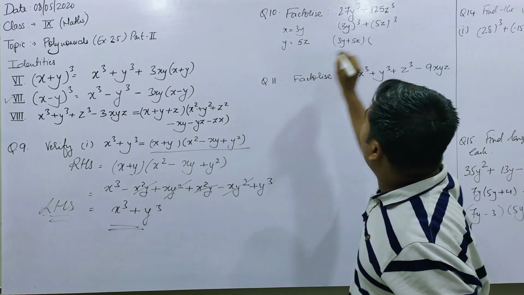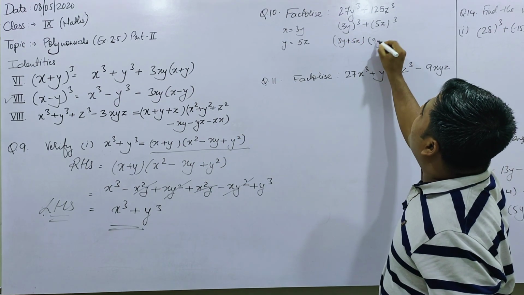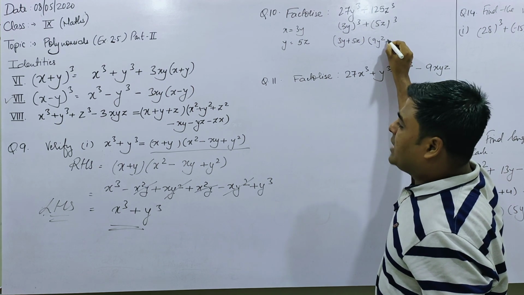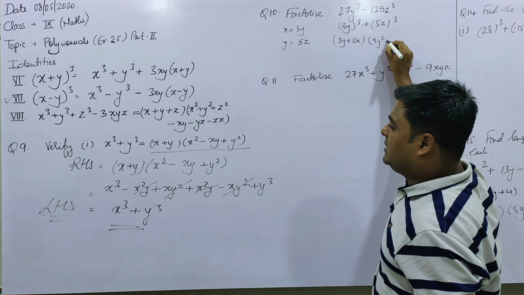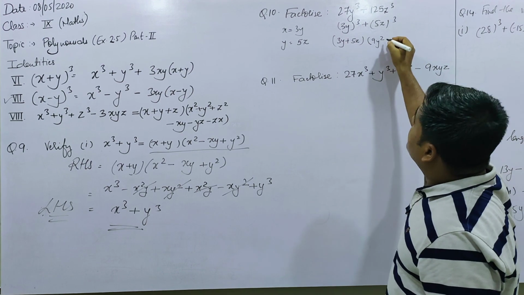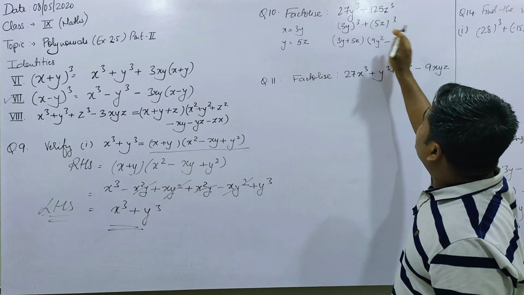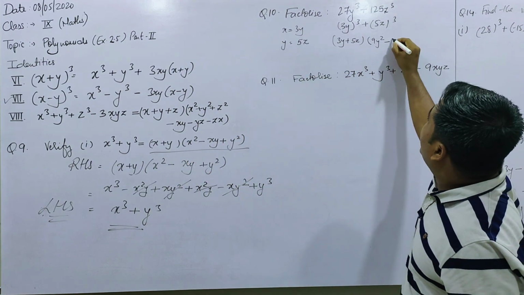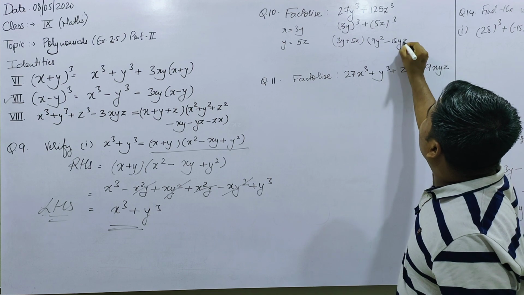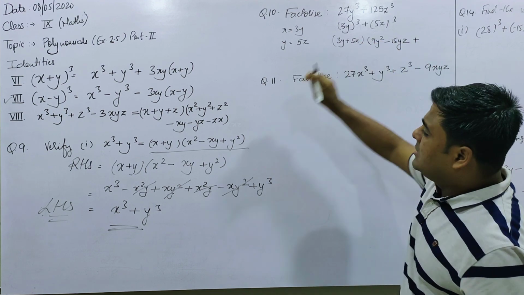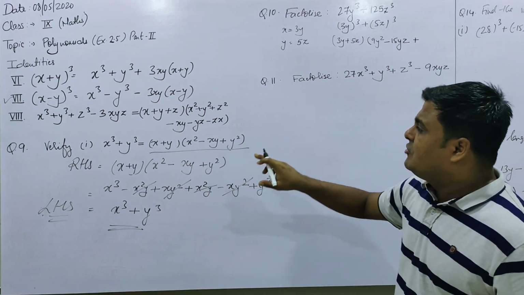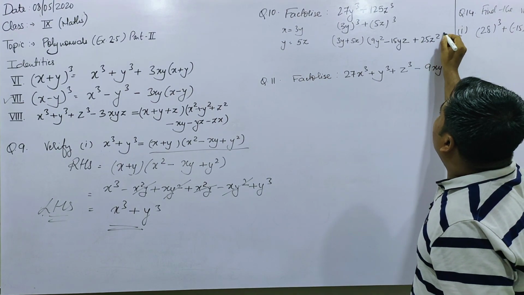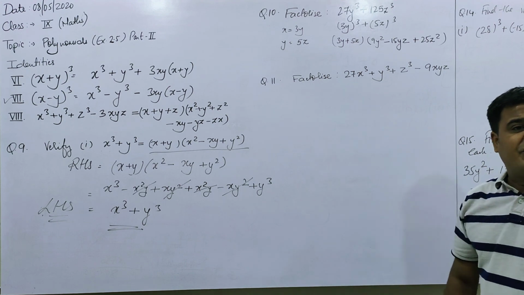Again, x square is 9y square, plus y square, with the sign positive here. 9y square minus, here it is xy, x into y, 5 threes are 15, minus 15yz, plus the identity says y square. Y square, we have y is 5z, 5 square is 25z square. So this is our final answer of question number 10.